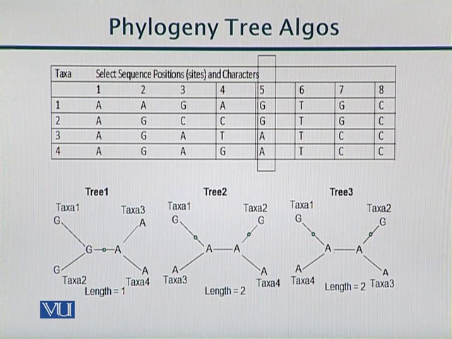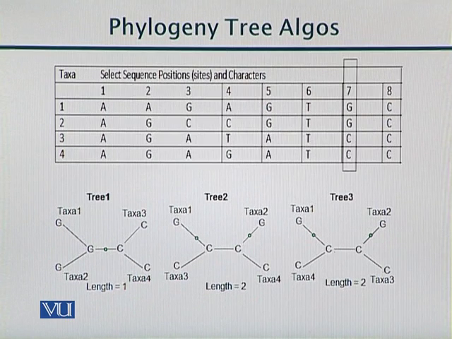Similarly, we can use the same information for the seventh one, which is shown in this diagram. You can see this explanation in the handout also. Following the same steps, we have length 1, length 2, and length 2 trees for the seventh column. So this is how we can make trees.